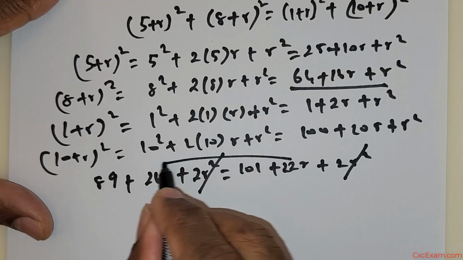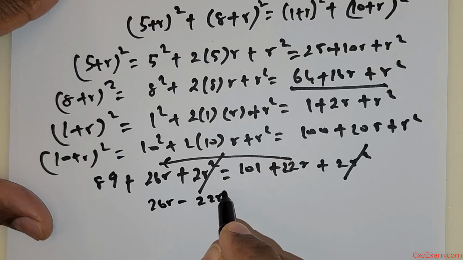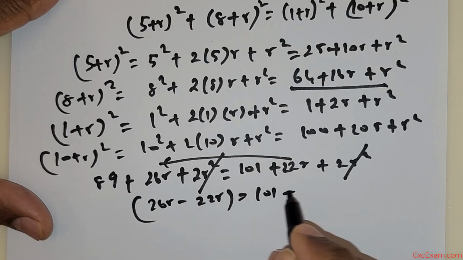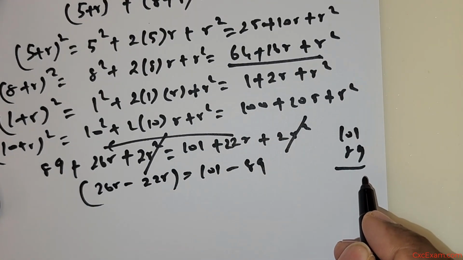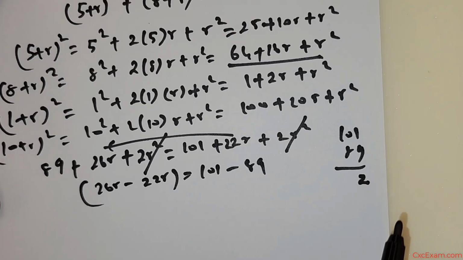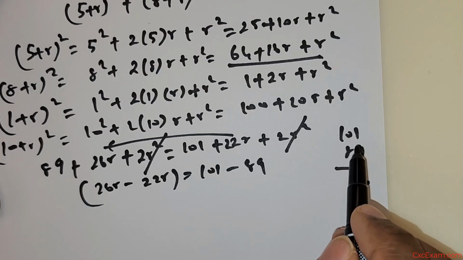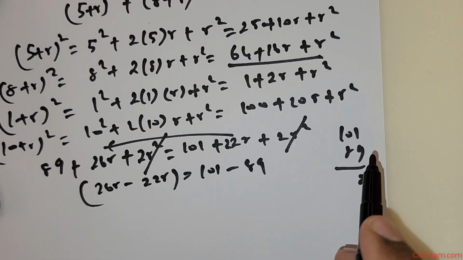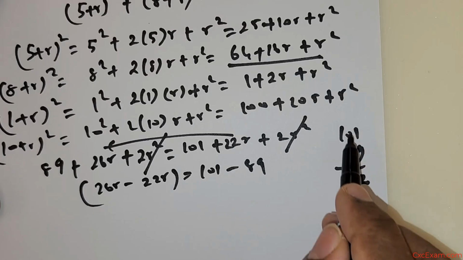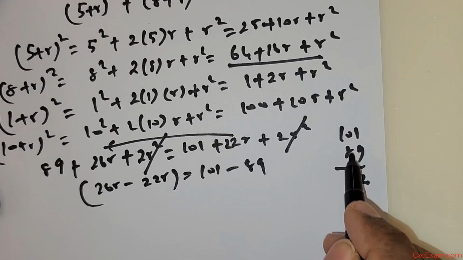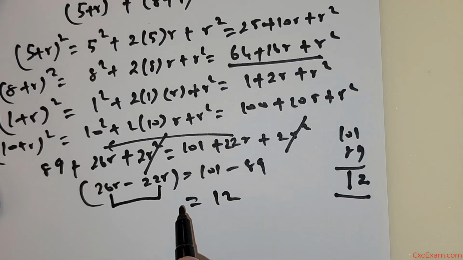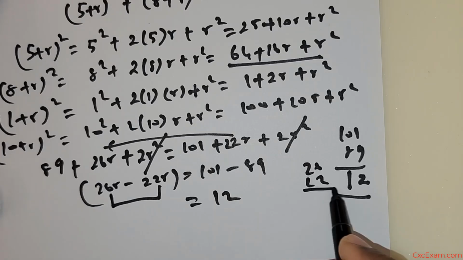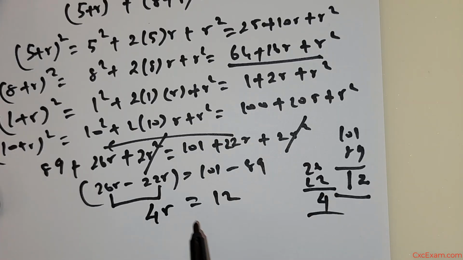Now 26R, you push this, you get 26R minus 22R equals 101 minus 89. So 101 minus 89, that's 12. So this is 12. And 26R minus 22R: from 26 you take away 22, what do you get? You get 4. So 4 times R you get.